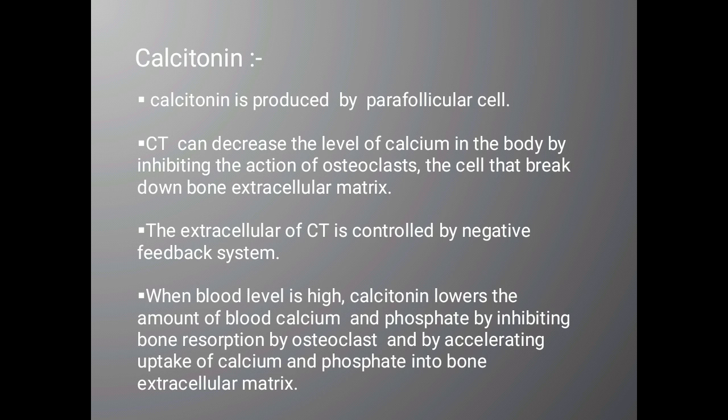If the blood calcium level is high, calcitonin lowers the amount of calcium and phosphate by inhibiting bone resorption by osteoclasts.